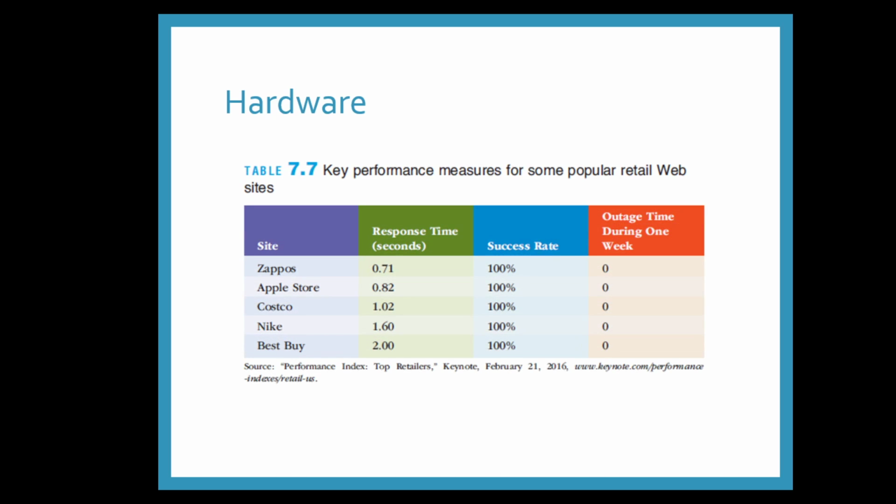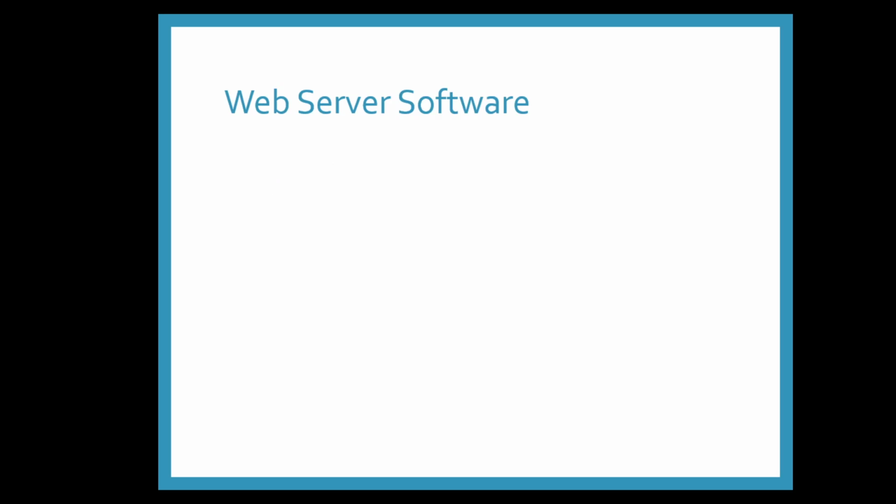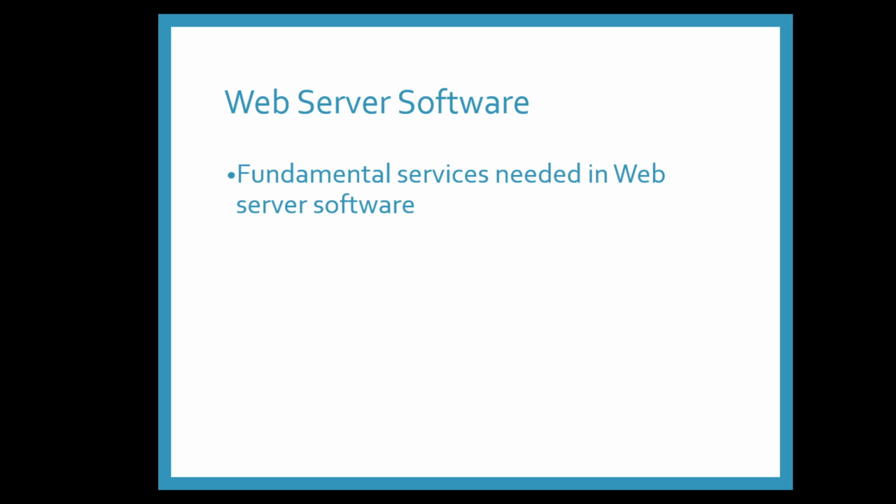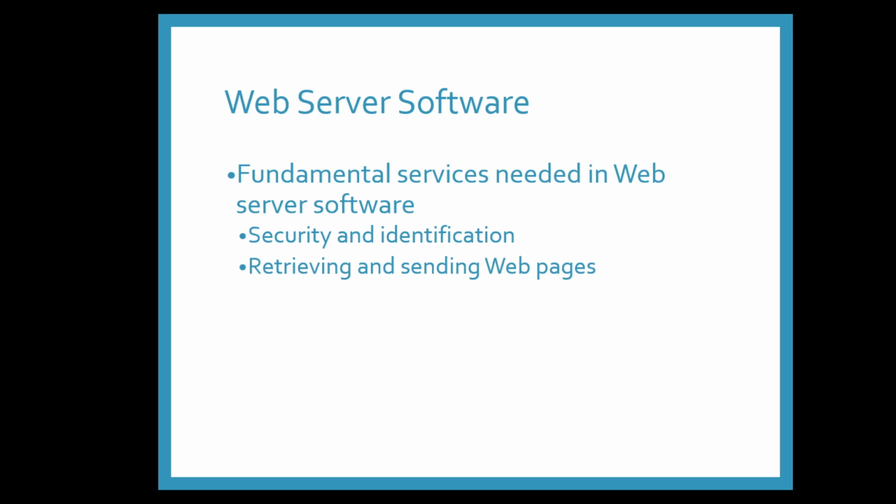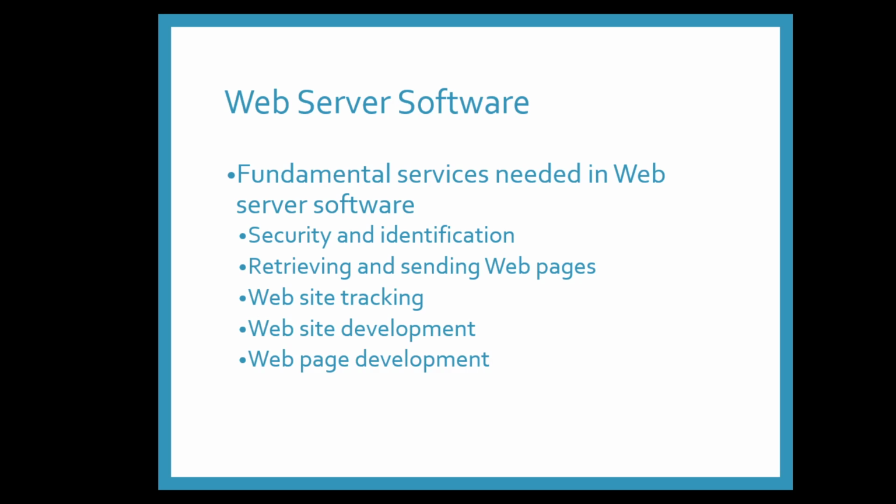So these are the performance measures for some popular retail websites. Okay, now web server software. The fundamental services needed in web server software are: first, security identification, retrieving and sending web pages, website tracking, website development, and web page development. We can do this with a web server OS. One example is Ubuntu Server, Windows Server, CentOS. Those are the OSs for the servers.